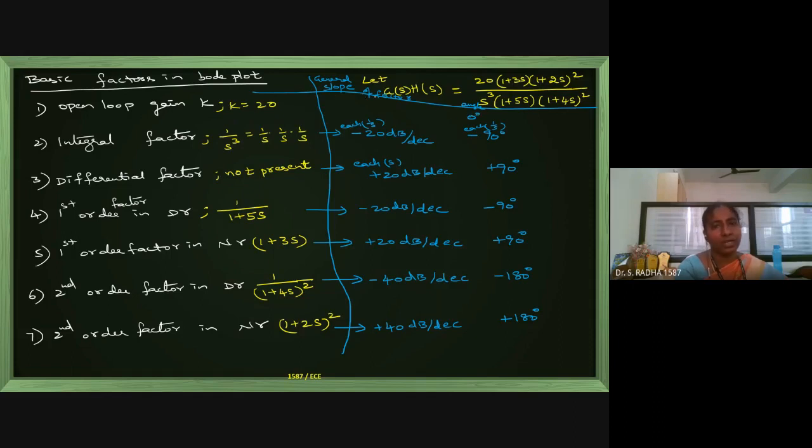Slope also, it will not give any slope. Slope is 0 dB per decade and phase angle 0. This is of the open loop gain, but it will tell where to start the Bode plot. Simply, if I put pen on paper, I should have a starting point. That starting point in Bode plot is decided by open loop gain.